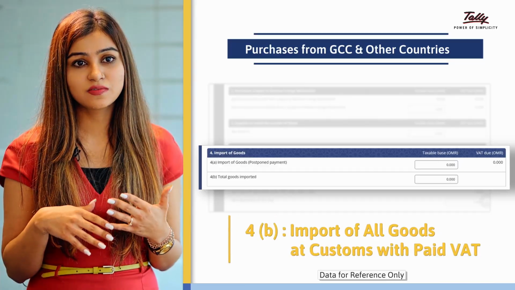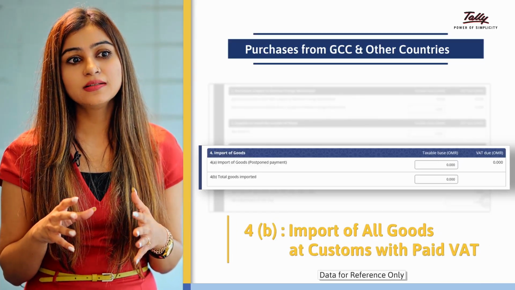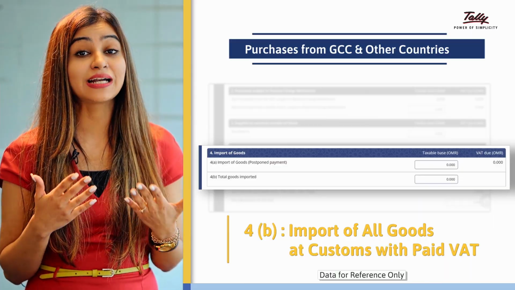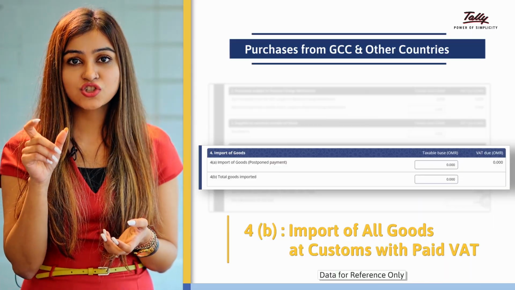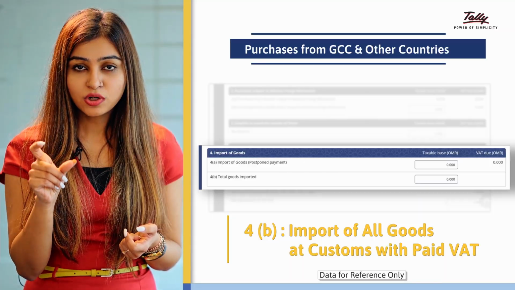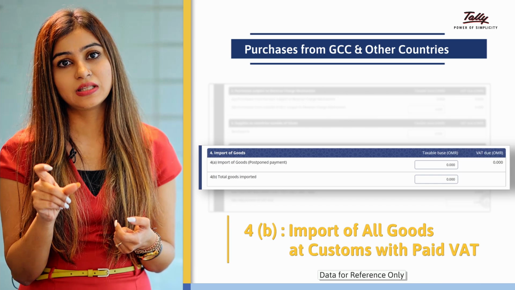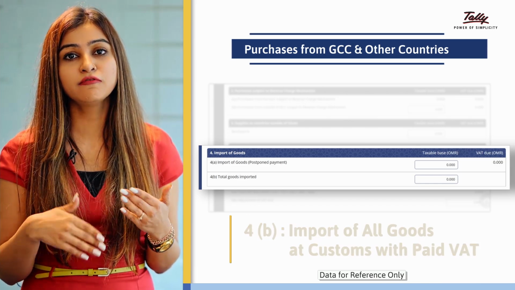Coming to the next box, which is box 4B. Over here, this includes all the imports of goods made at the customs and where the VAT has been paid. Over here, we just mention the import value and we do not mention the VAT over here because we have paid the VAT on this value and we will recover it in further boxes.